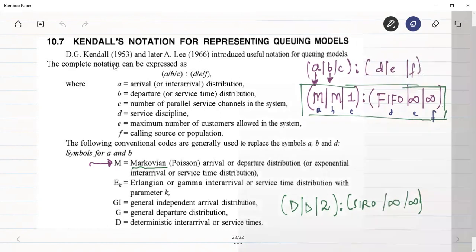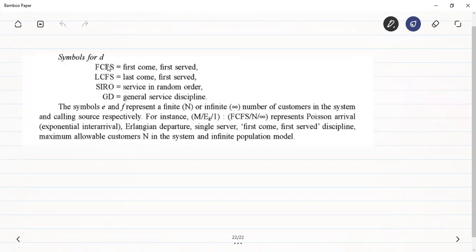Again, D is the service rule. It can be first come first serve, last come first serve, service in random order, or a general rule. E and F you can read about.